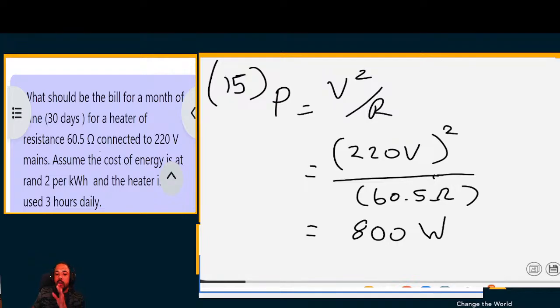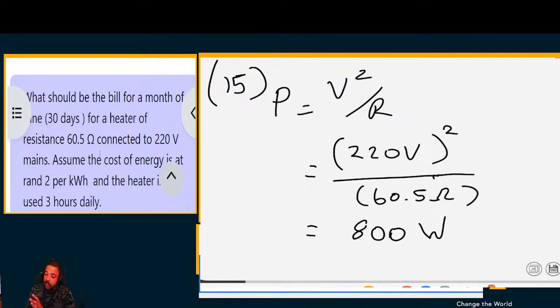The power that this heater produces is 800 watts. It produces 800 watts, so basically the same amount of energy as eight of those 100-watt light bulbs. It produces the same amount of energy in a second as eight of those bulbs would. So 800 watts of power is produced by this heater.